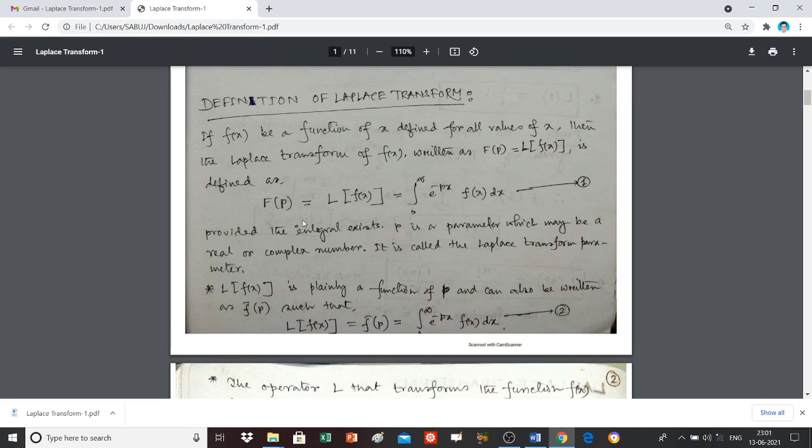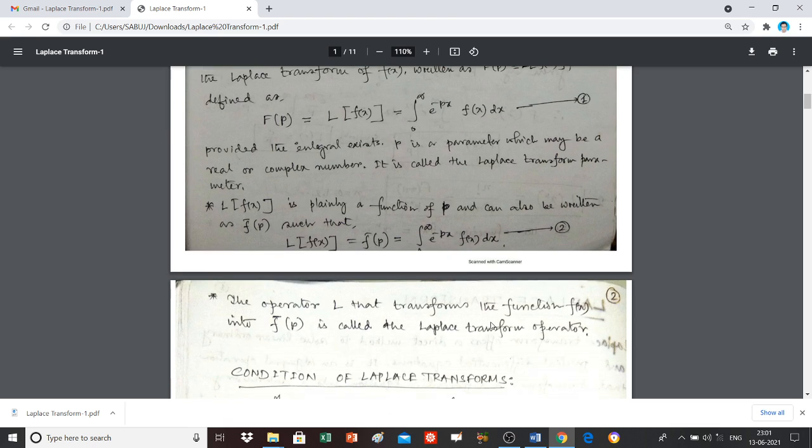Therefore, we can have the Laplace transformation of f(x), that is F(p), equal to the integral from 0 to infinity of e to the minus px f(x) dx. And now the operator L that transforms the function f(x) into a function F(p) is called the Laplace transform operator.